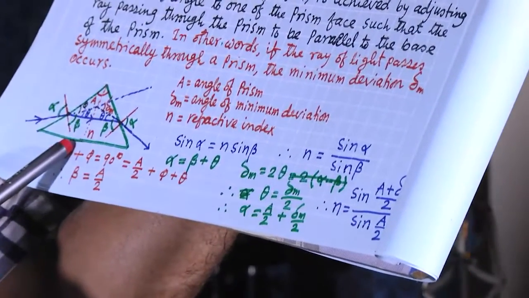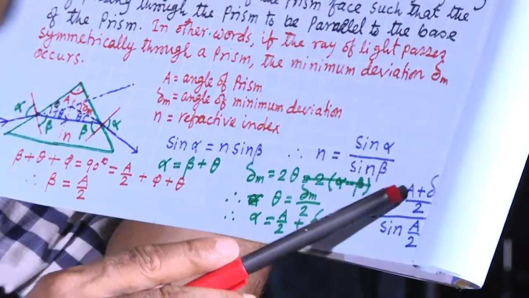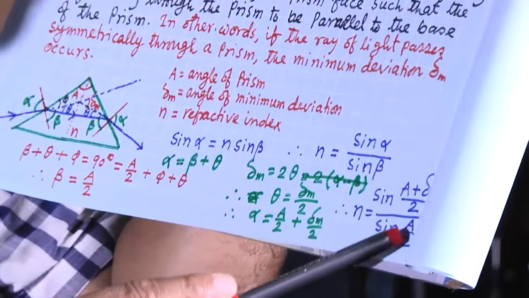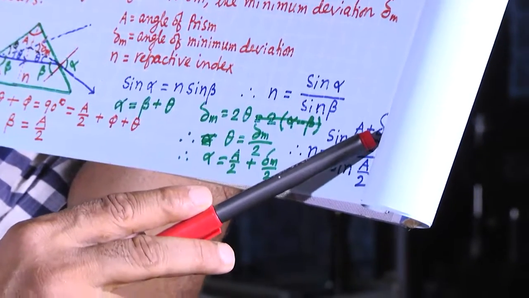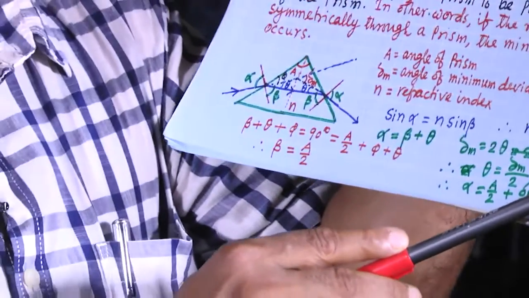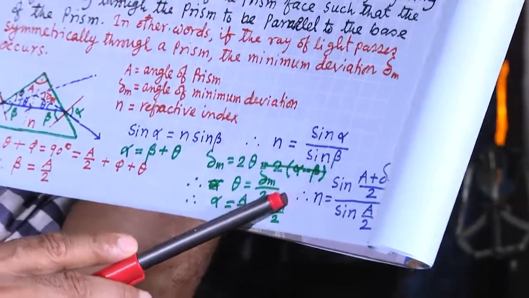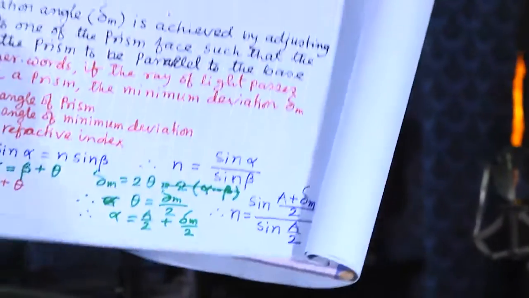So the importance of the angle of deviation and the angle of the prism one can see from here: if you know them, then you can calculate the refractive index of the material of the prism.